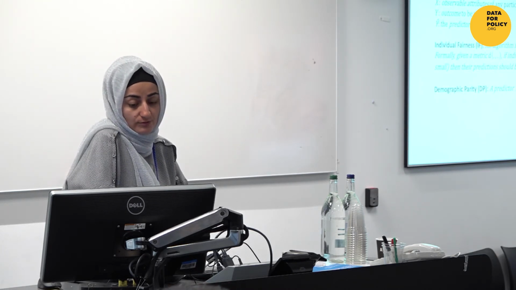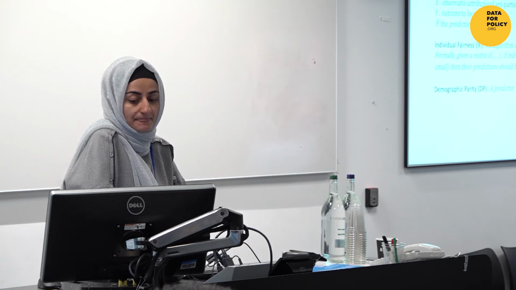We have different definitions. Two of the most common ones are, first, individual fairness. It states that the algorithm is fair if it gives similar predictions to similar individuals. So you formally define a metric, and your individuals are now i and j. If your metric for these two individuals is small enough, then you expect the predictions to be similar as well. So outcomes for similar people should be similar.